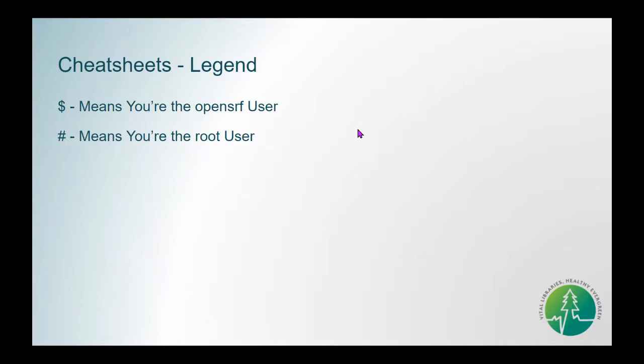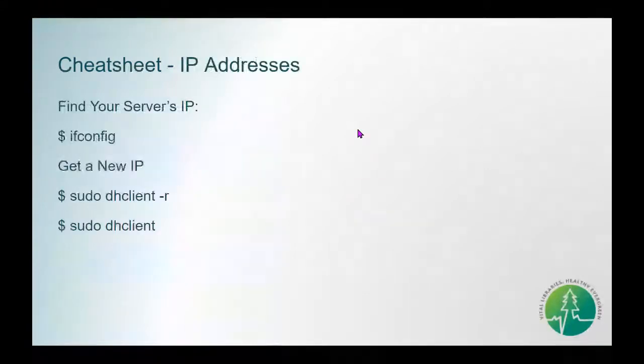I mentioned before I've had trouble with IP addresses on my servers. So I find I can use this ifconfig command, and it will show me the IP address that my server has. I can force my server to get a new IP address with these two commands. This sudo, the dhclient commands.